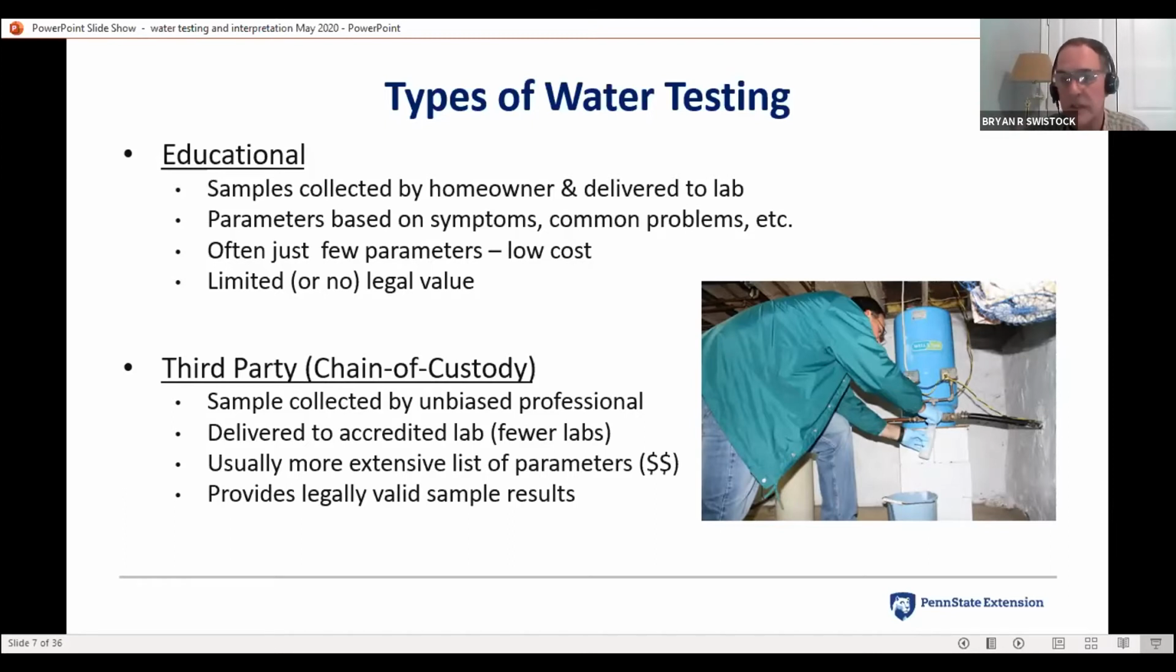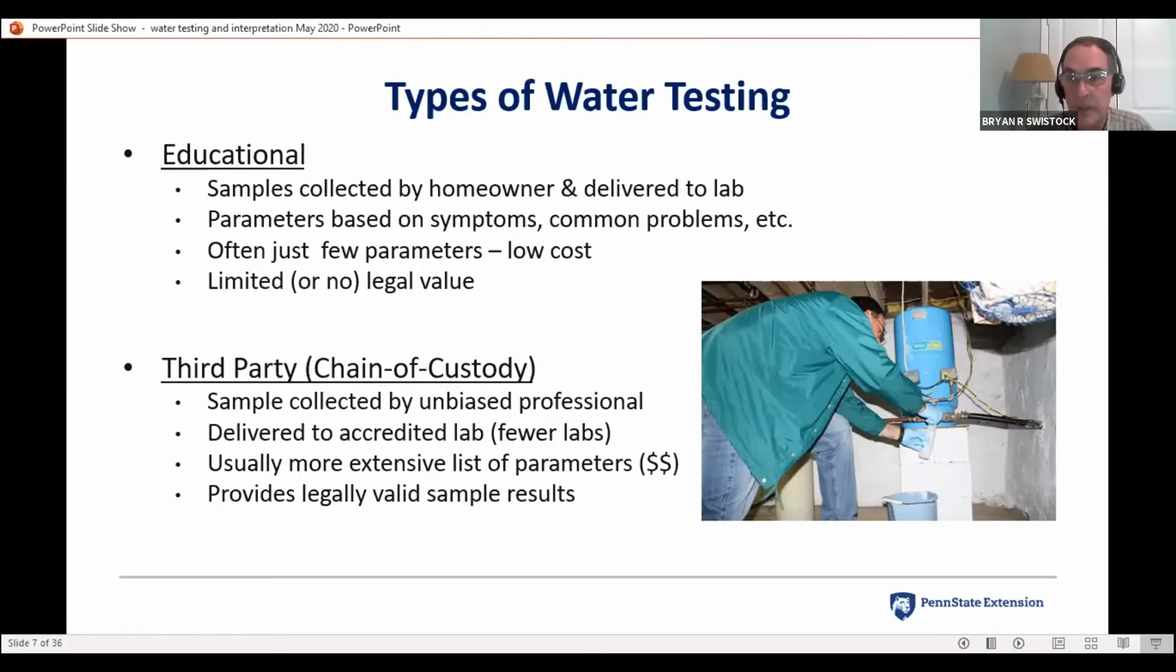In fact, there's a chain of custody form that shows who collected the sample and who touched the sample from the time it was collected until it goes through the lab process. We still use accredited labs for this, although sometimes fewer labs will get involved. We have lots of accredited labs in Pennsylvania that don't offer third-party collection. In other words, they don't have employees that go around collecting samples. They may accept samples from a consultant as a third party, but the number of labs often drops when we're talking about this kind of testing.